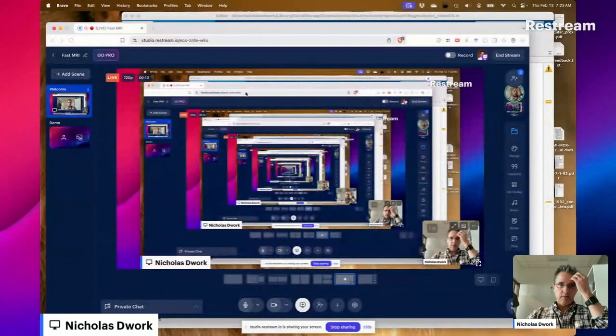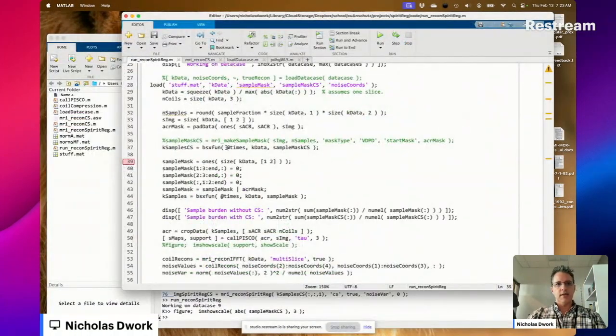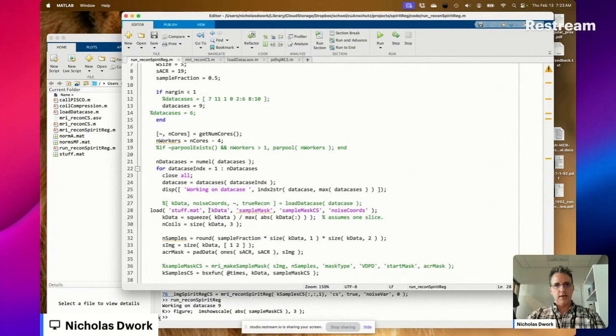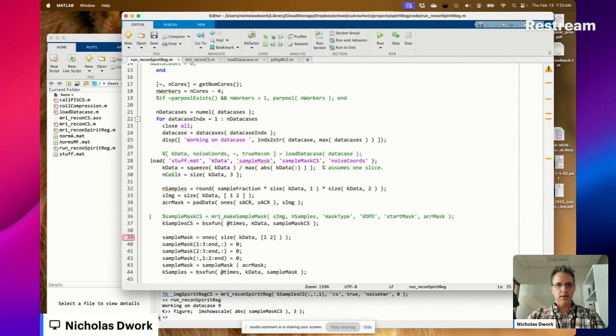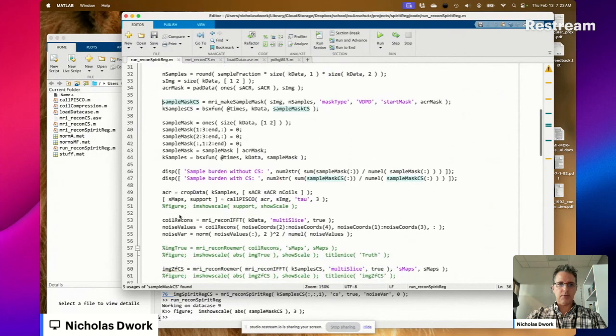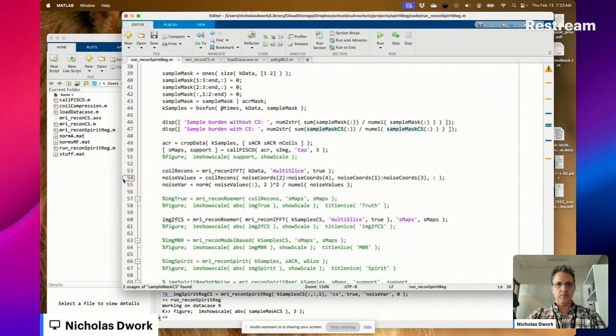So let's get started. What we're going to start out by doing is just checking to see if changing the sample fraction fixes things. So I was using a sample fraction of 30% before. Now, in order to do this, we're going to have to make these sample masks. That's fine, but it's going to take a bit of time.